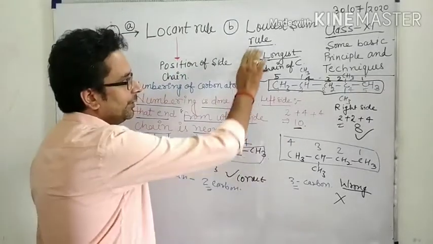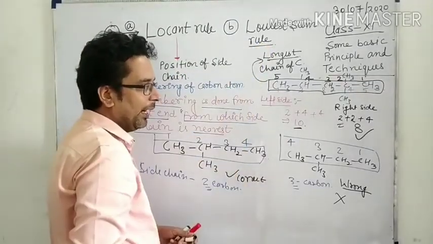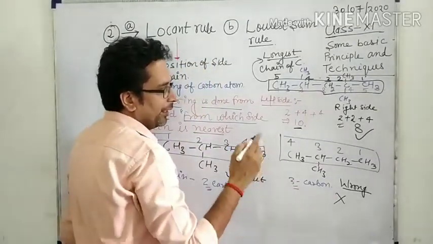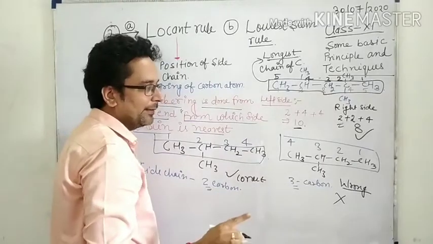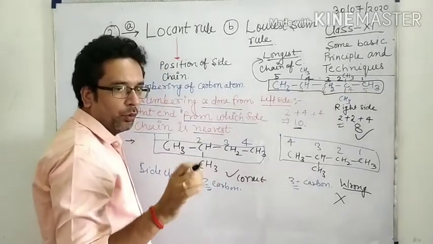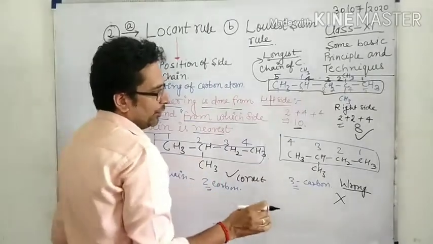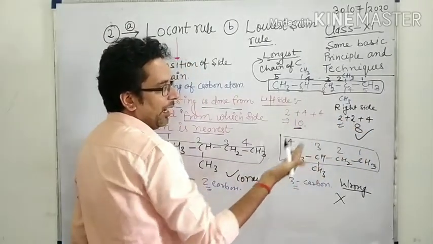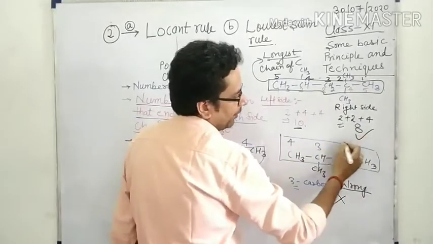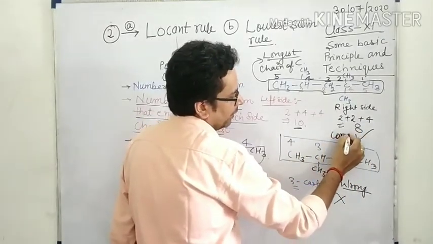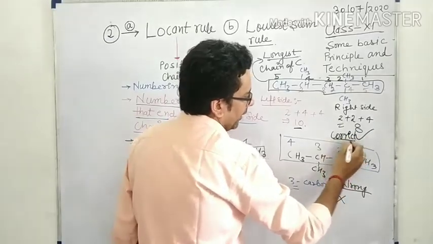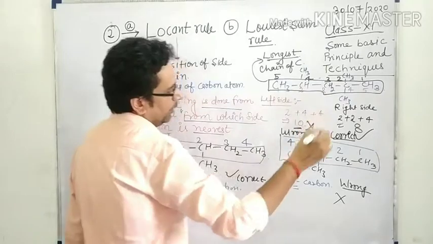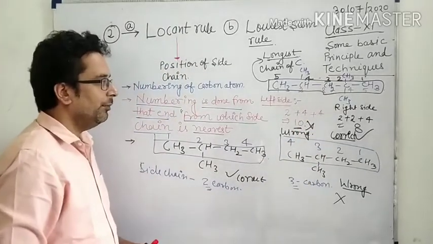Okay, so in the lowest sum rule, we add and obtain the lowest value, meaning we give the numbering from that side which has the lowest number. So 8 is the lowest number. Which numbering of carbon is correct? This one is correct, and this one is wrong. Okay, so this is the lowest sum rule.